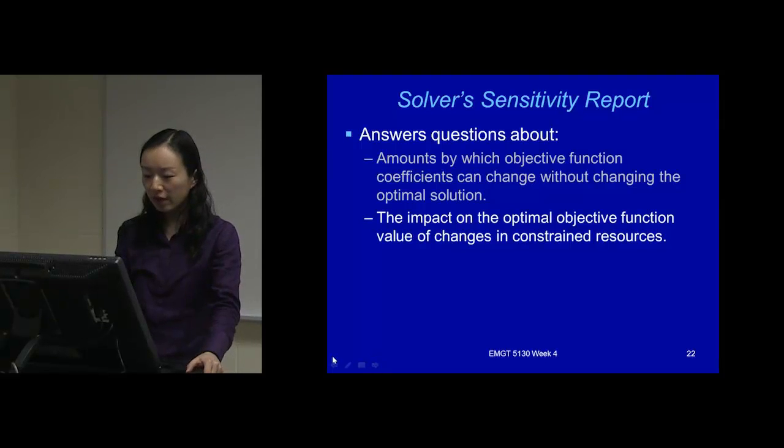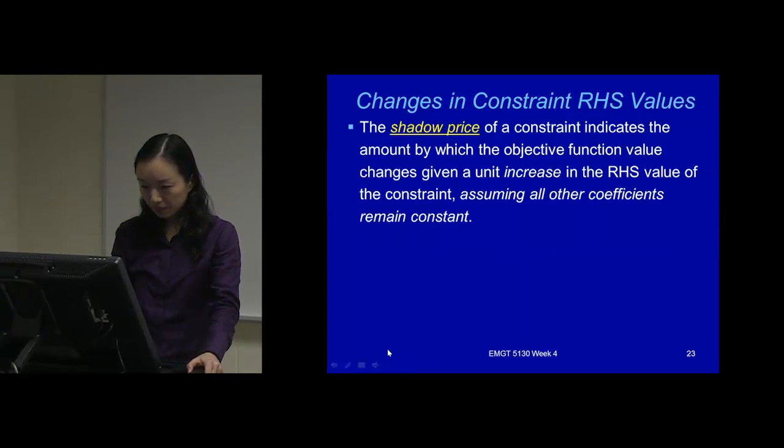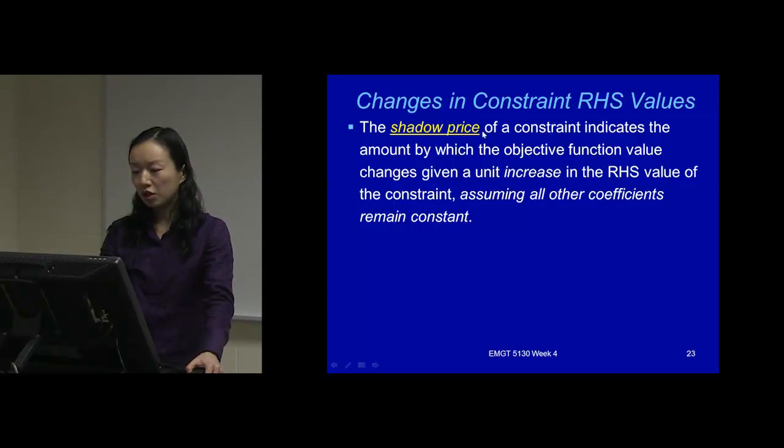Next, we'll look at the impact on the optimal objective function value of changes in the constrained resources. So the shadow price is something we're going to introduce. We'll just read this first. The shadow price of a constraint indicates the amount by which the objective function value will change, given a unit increase in the right-hand side value of the constraint, assuming all other coefficients remain constant.